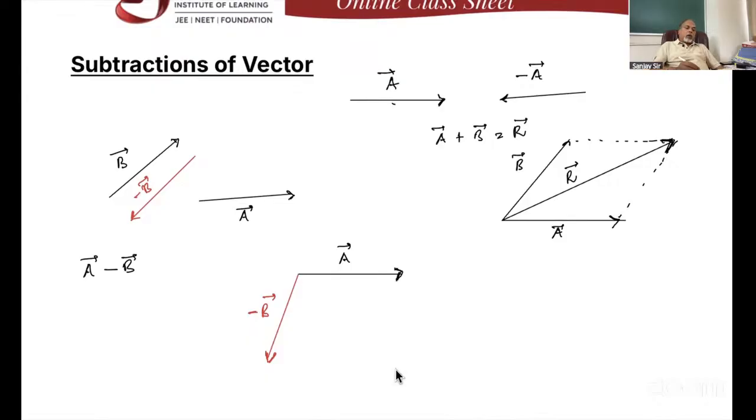Now, in this case, you just complete the parallelogram and this is your R. You can write it as R dash. So R dash is nothing but A minus B.